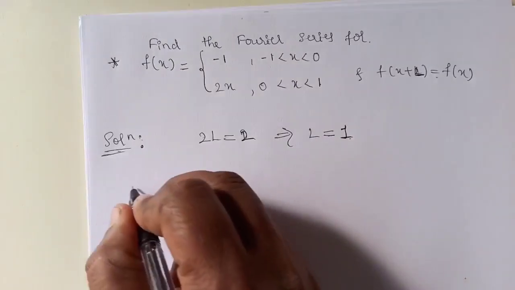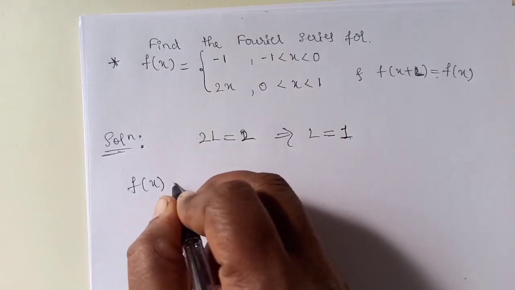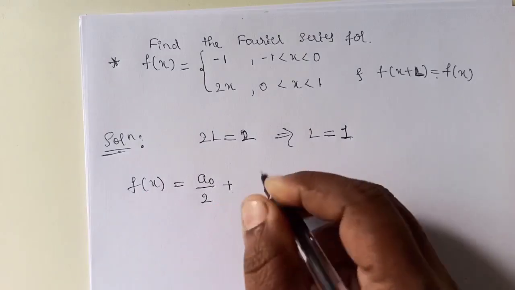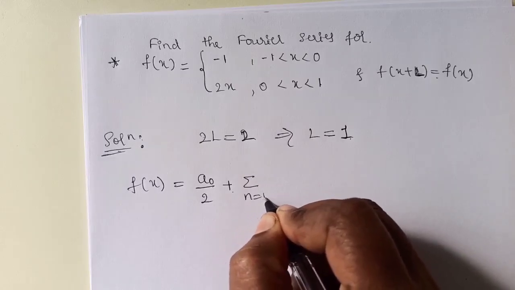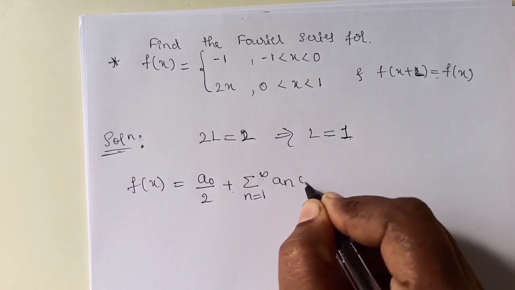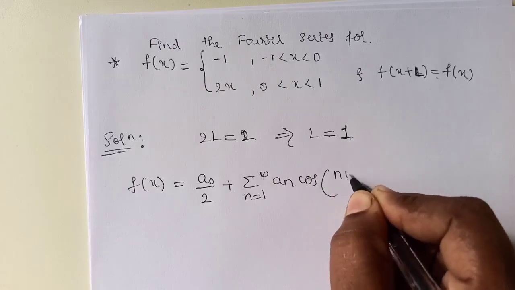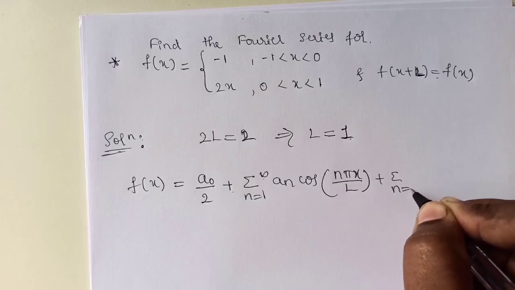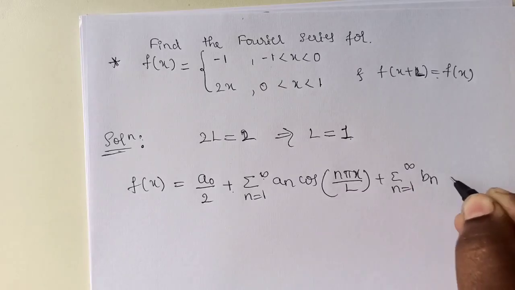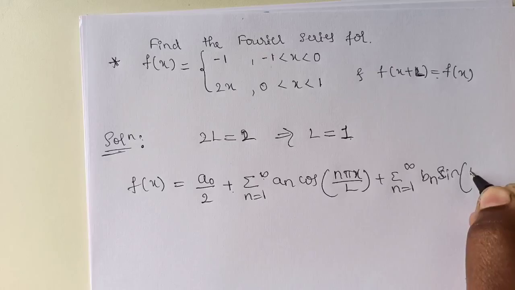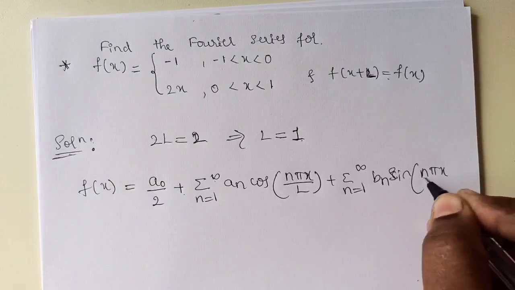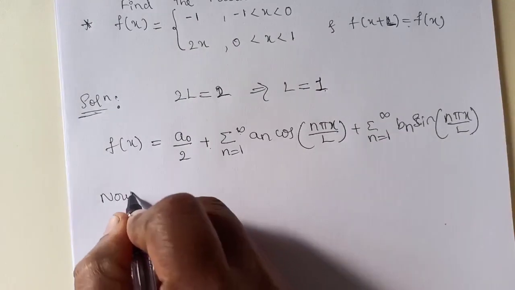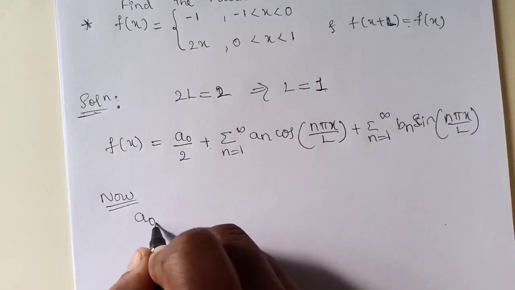Now we know that the Fourier series is f(x) = a0/2 + summation n = 1 to infinity of an cos(nπx/L) + summation n = 1 to infinity of bn sin(nπx/L). Next we compute the Fourier constants, the first one being a0.